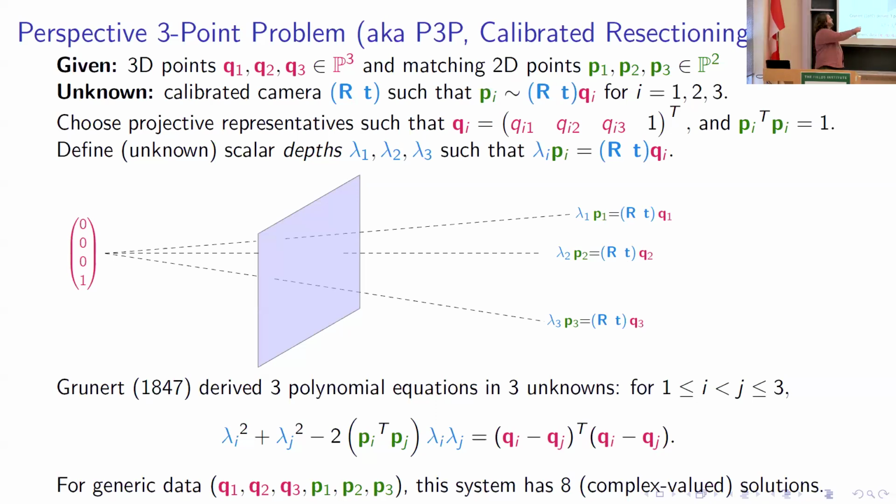And so you have a triangle with 2 unknown side lengths. One side length you know, but you also know something about the opposite angle. That's coming from these P's. So in other words, this system of equations that Grunert wrote down is just the law of cosines applied to every pair of triangles you have in this picture. And that would allow you to solve for these three unknown depths. And so it's three quadratic equations and three unknowns. You expect that for generic data, there should be 8 solutions, and indeed that's the case. Okay.